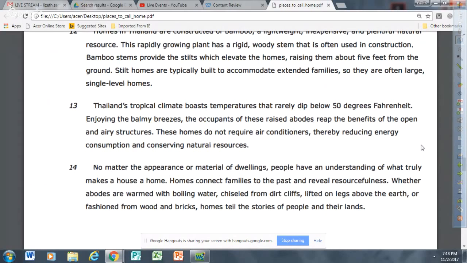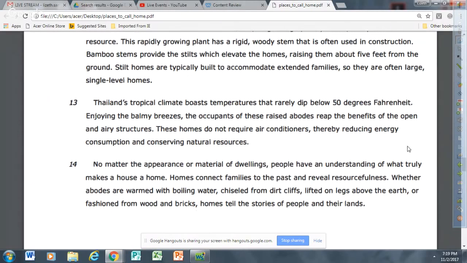No matter the appearance or material of the dwelling, people have an understanding of what truly makes a house a home. Homes connect families to the past and reveal resourcefulness, whether abodes are warmed with boiling water, chiseled from dirt cliffs, lifted on legs above the earth, or fashioned from wooden bricks. Homes tell the stories of people and their lands. So that was the passage.